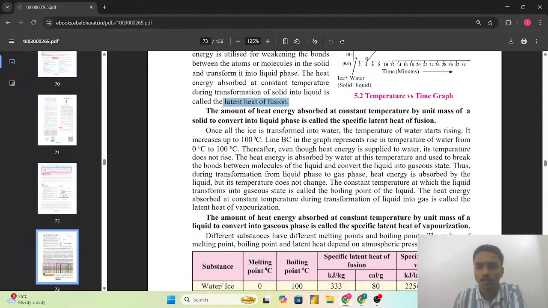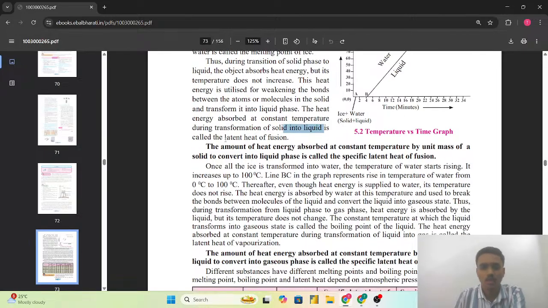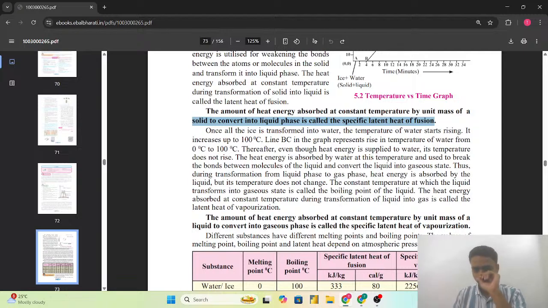So there are two types of this latent heat. One is the latent heat of the fusion, and again one is the latent heat of the vaporization. So basically, the latent heat of the fusion is for the transformation of the solid into the liquid state. So here we are having the definition of the latent heat of the fusion. So क्या है definition? The amount of the heat energy absorbed at the constant temperature by unit mass of a solid to convert it into the liquid phase is called the specific latent heat of the fusion. This is one definition for the latent heat of the fusion.